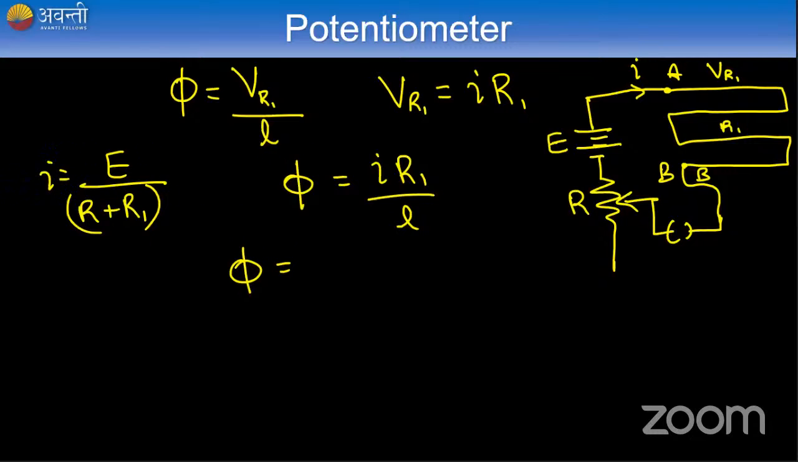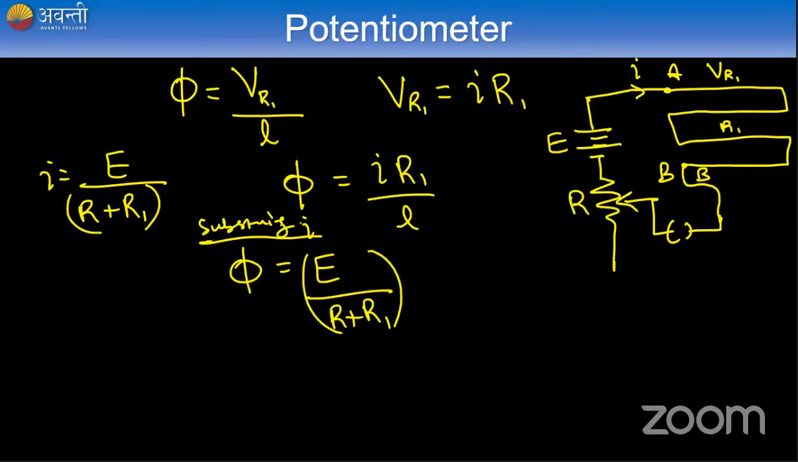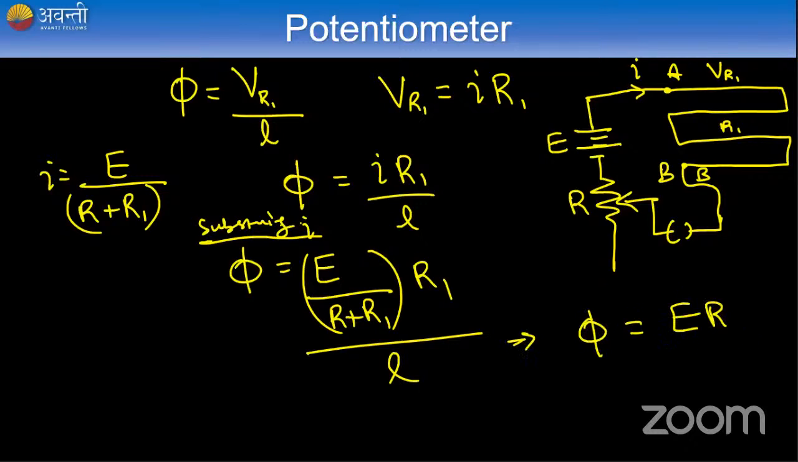So on substituting the value of I, we get, there is some lag between my laptop and my writing, so phi will be equals to E upon R plus R1. I wrote the value of I into R1 divided by L. So if I try to reorder, E R1 upon R plus R1 into L. So this is the equation, right?